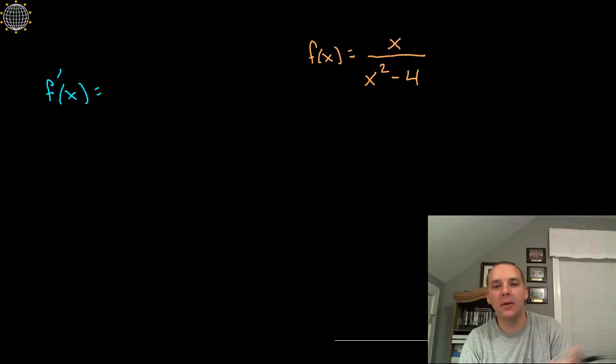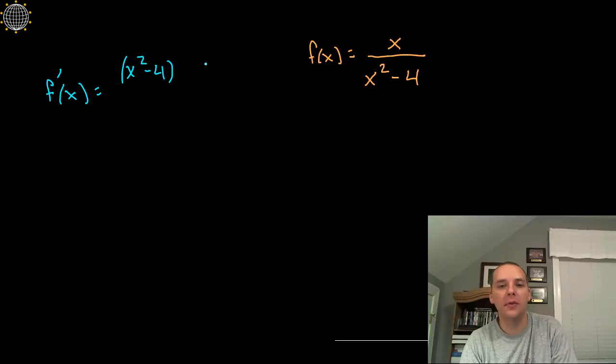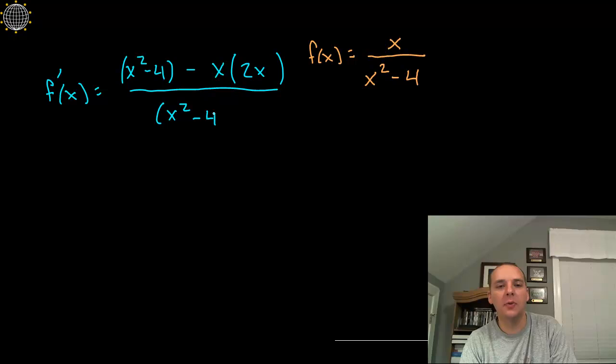So obviously the first calculus thing we need to do is take a derivative, because that leads to everything else: critical values, extrema, etc. So this guy's derivative, I think we need the quotient rule to do this. So let's just take it pretty slowly. We'd have (x squared minus 4) times 1, that's the derivative of x, minus x times the derivative of x squared minus 4, which would be 2x, all divided by (x squared minus 4) quantity squared.